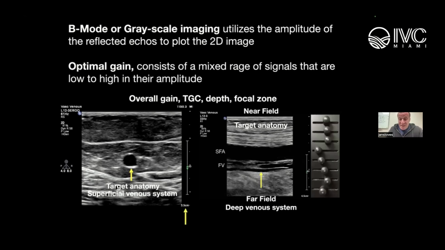This is, for me, one of the most important controls on the ultrasound system when it comes to grayscale imaging. Now, we also want to be aware of the depth in terms of acquiring these images, and we want to always make sure that our focal zone is at the area of interest or just below, because this is going to help provide optimal image detail.